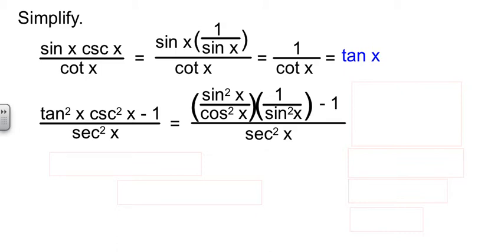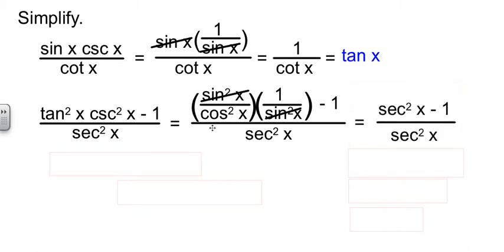Now these guys cancel out. Guess I could have done that for you up here too, now that I think about it. But these guys cancel out. So what we're left with is 1 over cosine squared. Well, that's secant squared. So we have secant squared minus 1.